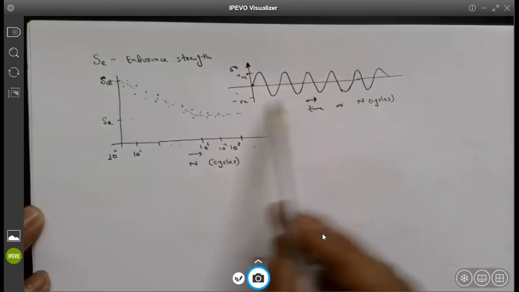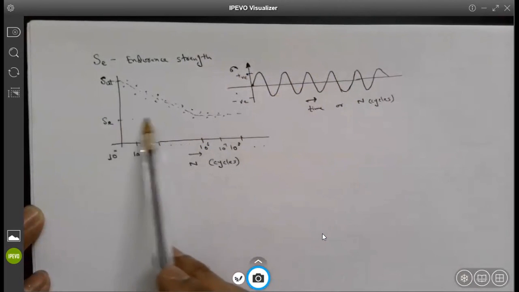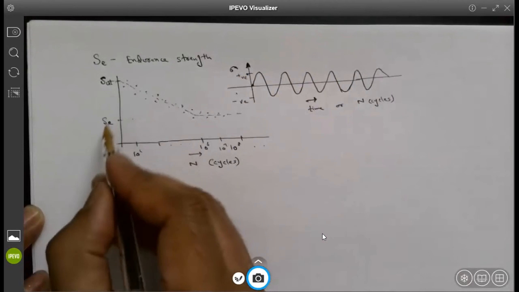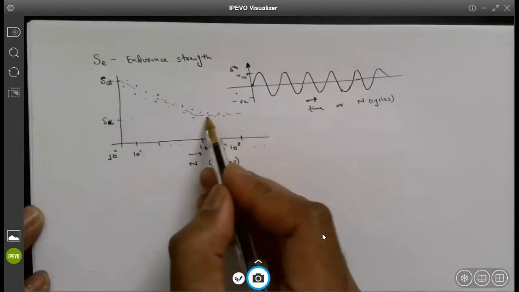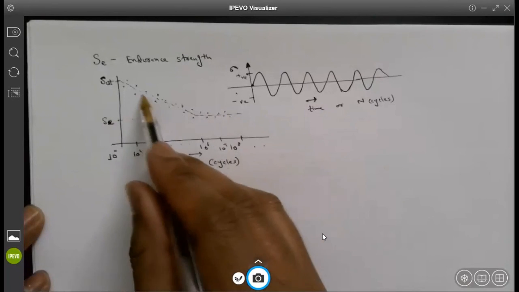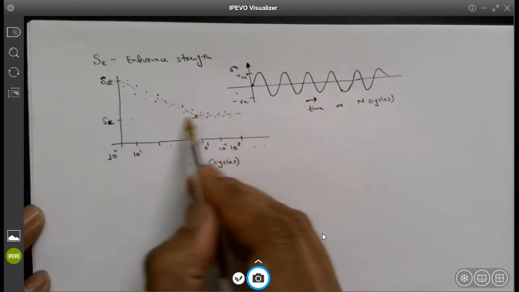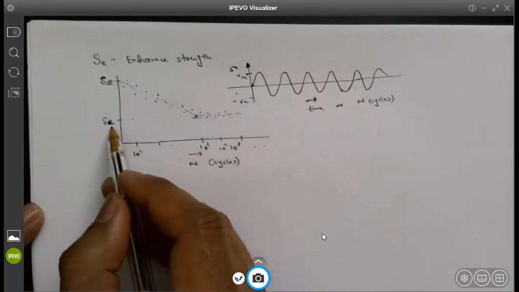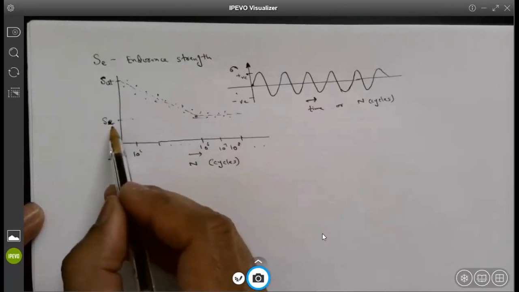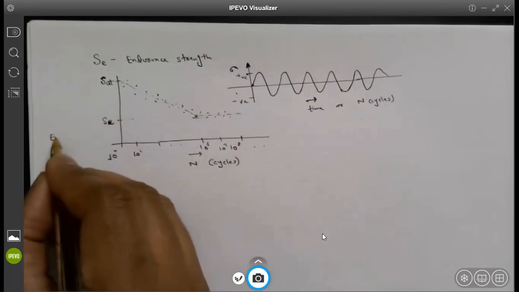And if it happens continuously for 1 million cycles, then it is observed that any component made of steel will fail at a stress value given by the endurance strength. After that, the stresses are no longer decreasing. The test data plateaus. This is the knee point, and whatever the stress is for the material to fail at 1 million cycles is called the endurance strength.